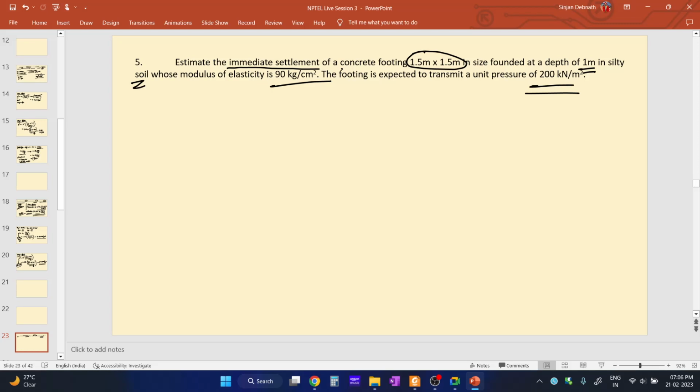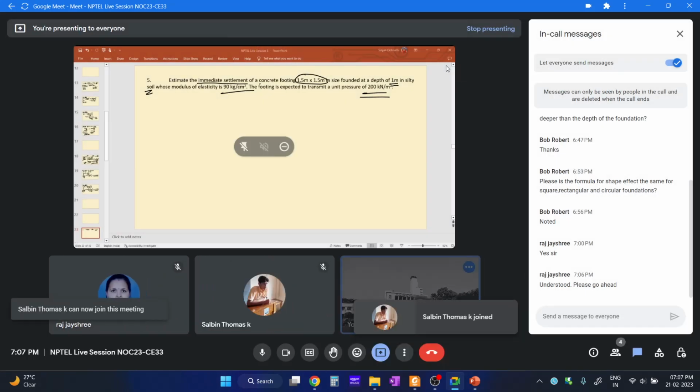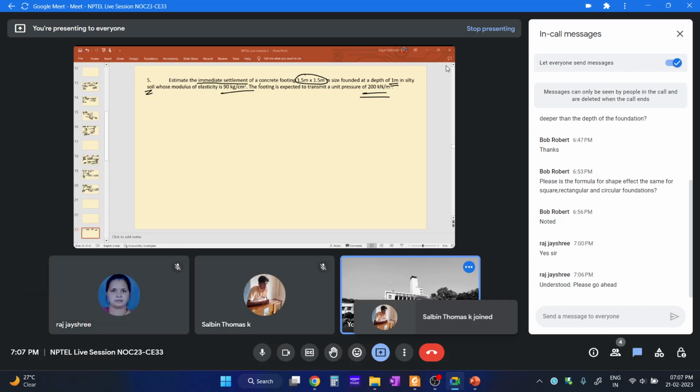So what is immediate settlement? Let me first tell you. Immediate settlement is what you observe immediately after applying the load on the foundation, say within 7 days. In cohesionless soil, the immediate settlement will occur very fast because the permeability of cohesionless soil is very high. So permeability is very high and it is very much compressible.